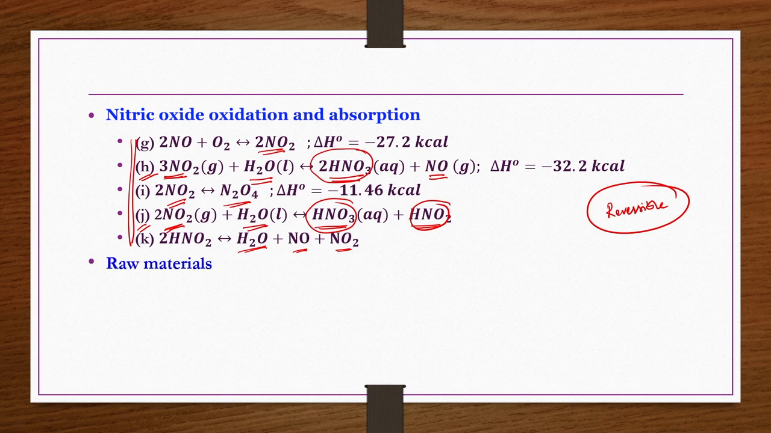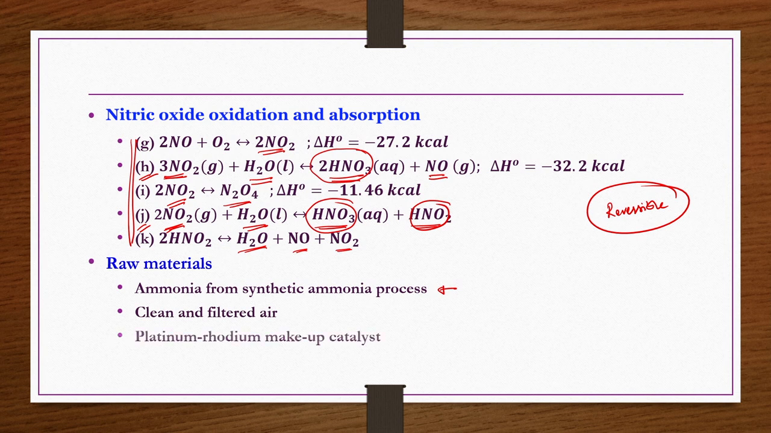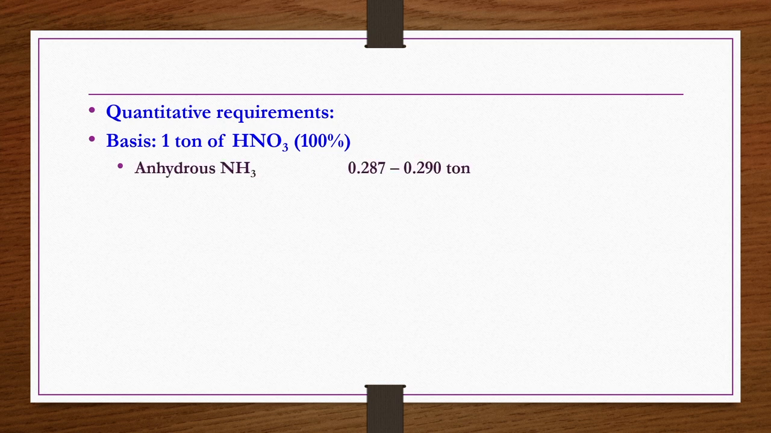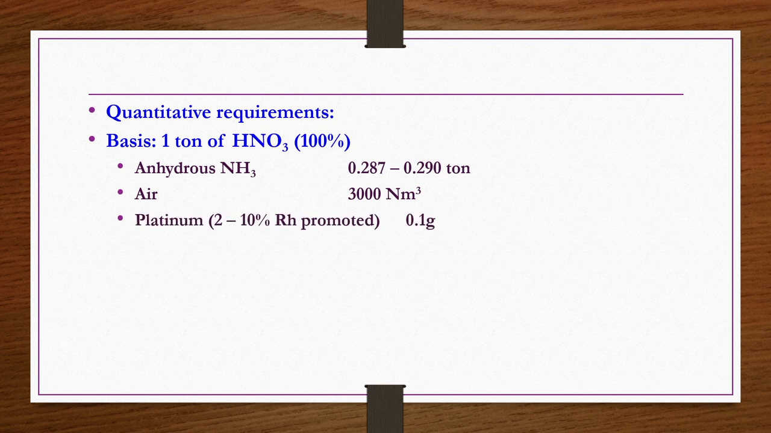Next, if you see the raw materials, obviously the raw materials are ammonia from the synthetic ammonia process that we have seen in the previous lecture, and clean and filtered air, okay. Makeup catalyst is required, which is a platinum rhodium alloy catalyst. Quantitative requirements: to produce 1 ton of 100% nitric acid, you need anhydrous ammonia 0.287 to 0.290 tons, air 3000 normal cubic meters, platinum with 2 to 10% rhodium promoted only 0.1 grams, process water 120 tons.